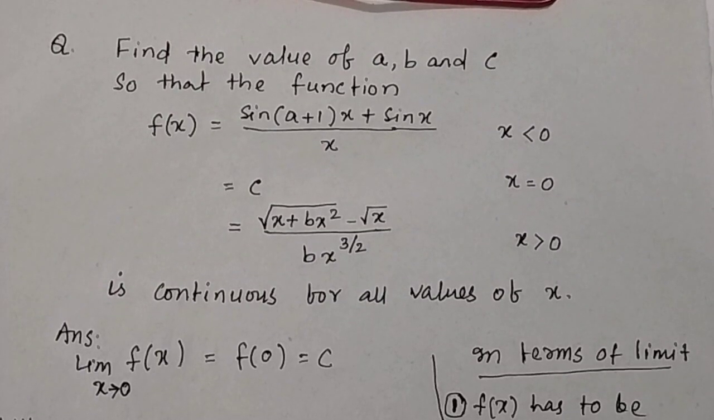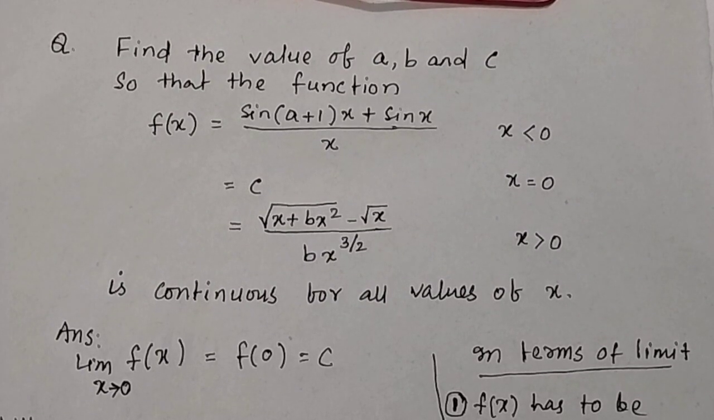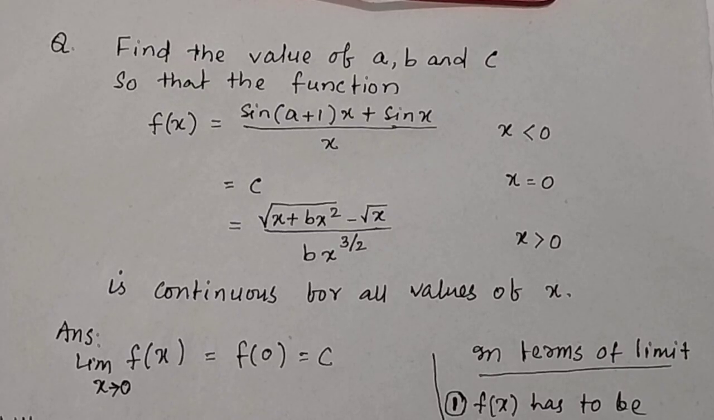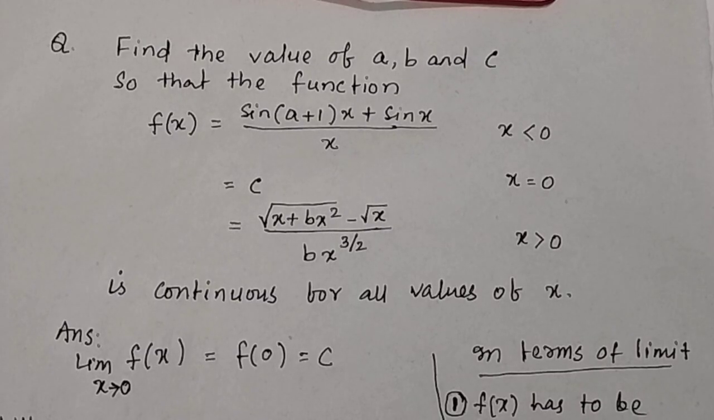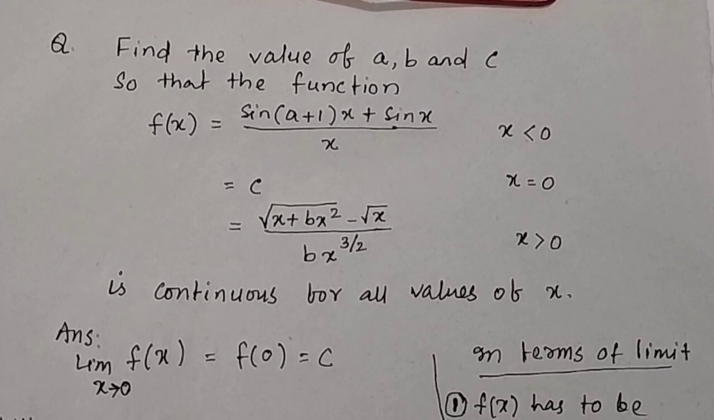Find the value of a, b and c so that the function f(x) is equal to sin((a+1)x) + sin x divided by x when x is less than 0, and that is equal to c when x is equal to 0, and that is equal to (x + bx²)^(1/2) − x^(1/2) divided by bx^(3/2) when x is greater than 0, is continuous for all values of x.